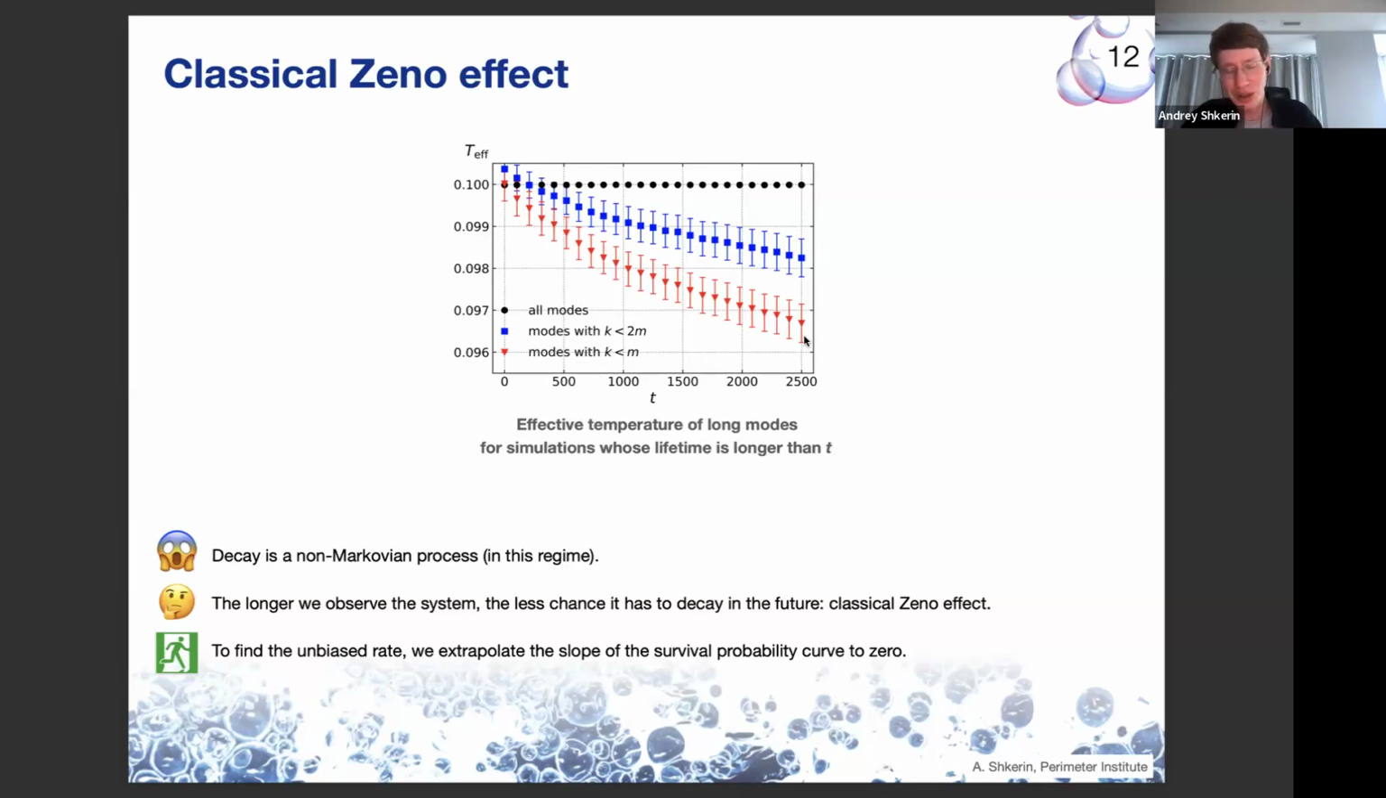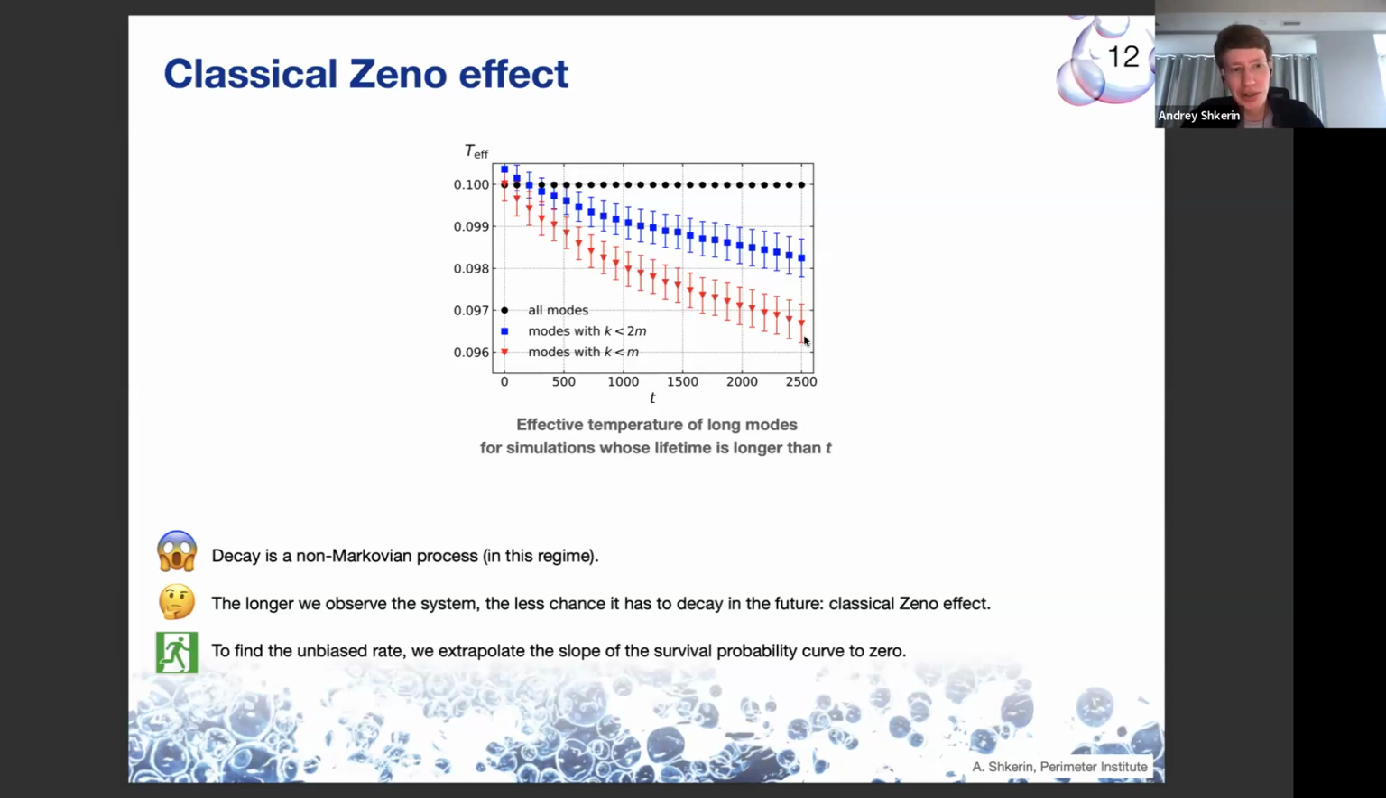So this is a very peculiar situation where decay happens to be a non-Markovian process in this regime, which is kind of curious. The longer we observe the system, the less chance it has to decay in the future. So this resembles a Zeno effect, but in this case, it has nothing to do with quantum mechanics. It is a purely classical effect, and essentially this is just statistical effects. It is about the statistics of rare events.